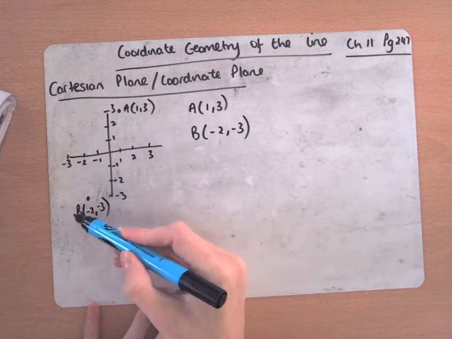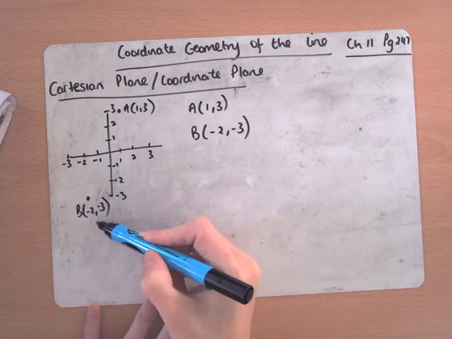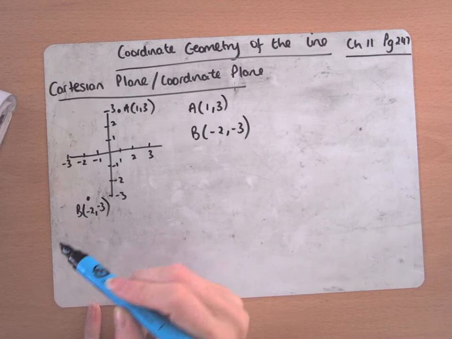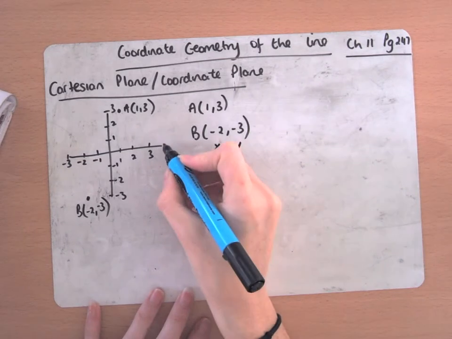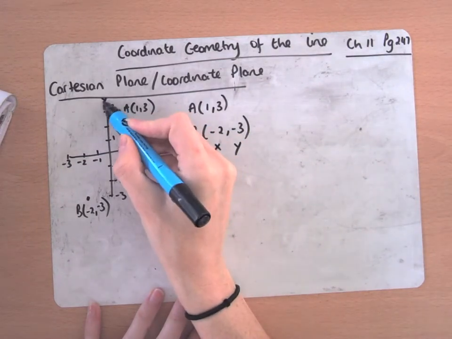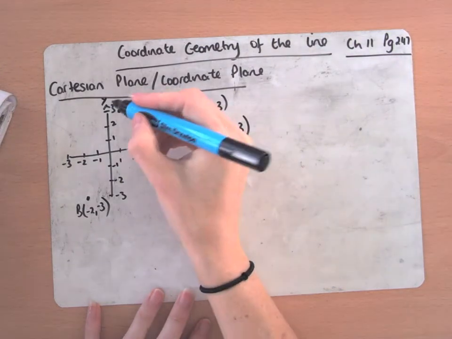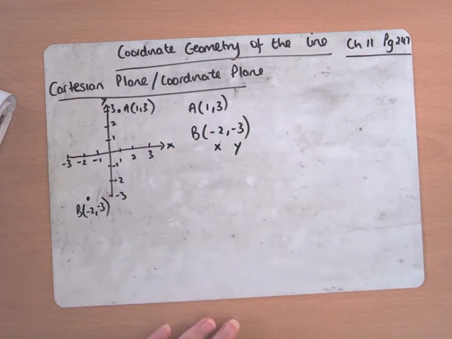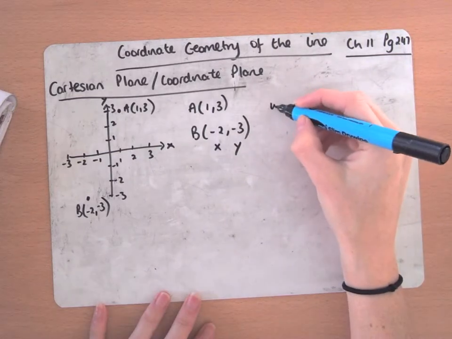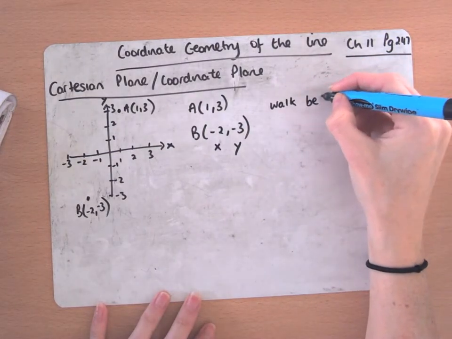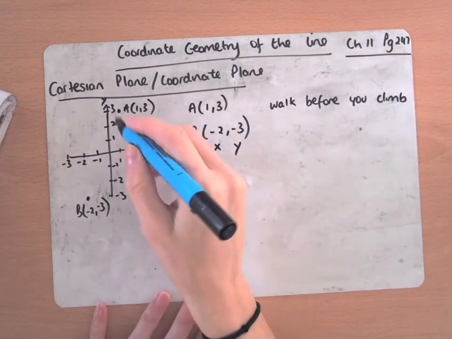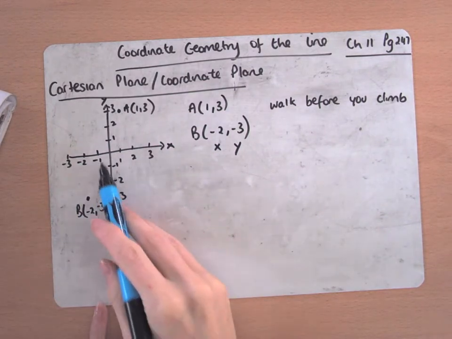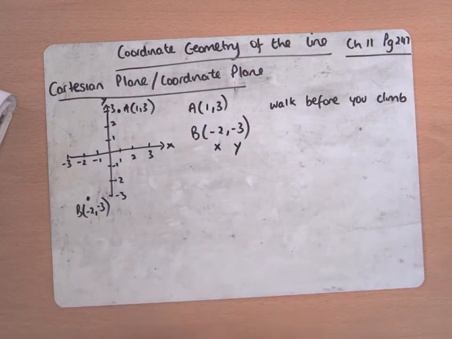Now you can label it just B or you can label it the point. I've labelled it both so it's clear, but you must have a label on it. You'll remember it's X and then Y. This is my X axis and this is my Y axis up there. You might have learned walk before you climb. That just means go over before you go up or down. You have to go to the X before you go to the Y. Do you remember that? No issues there? Great.